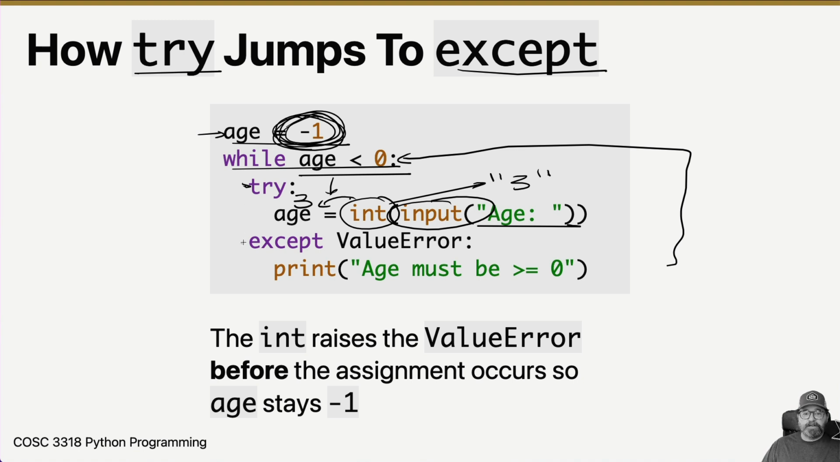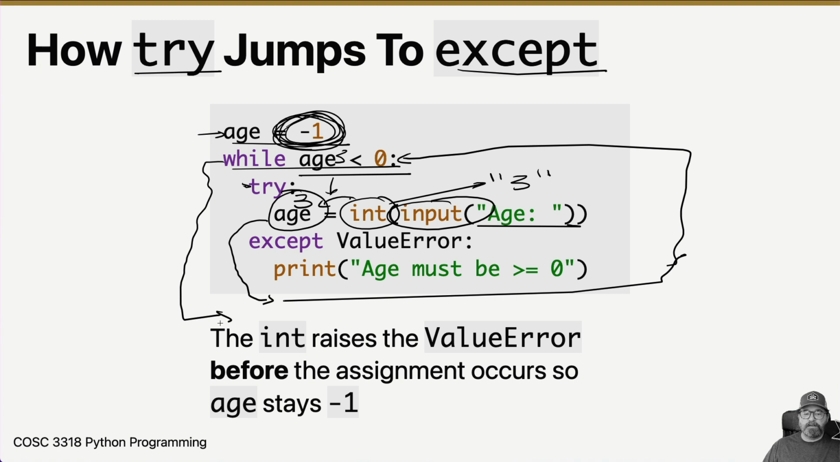No exception occurred. Nothing bad happened. So we skip over all of the except blocks, all of them, to the next line. And the next line is, let's go back up here to the while loop. And now age is equal to 3, and 3 is not less than 0. So while says, I am done looping. And then it goes on to the next line of the program.